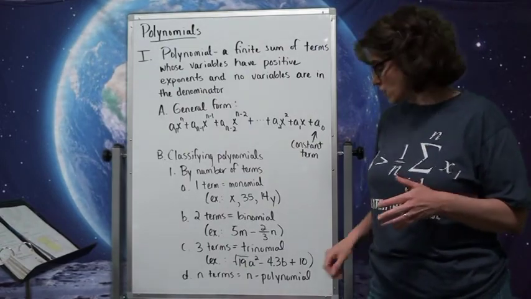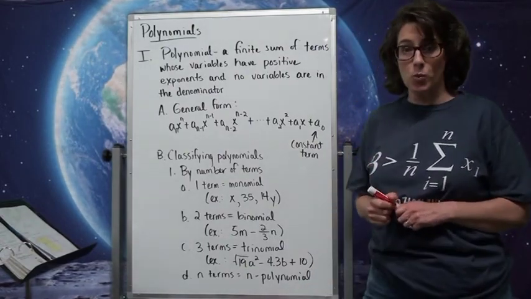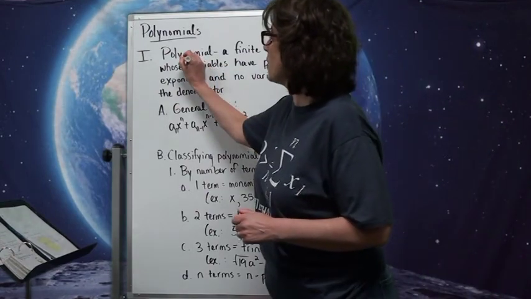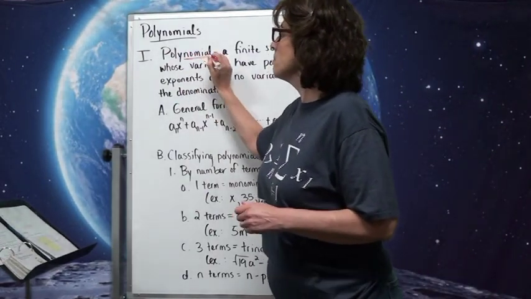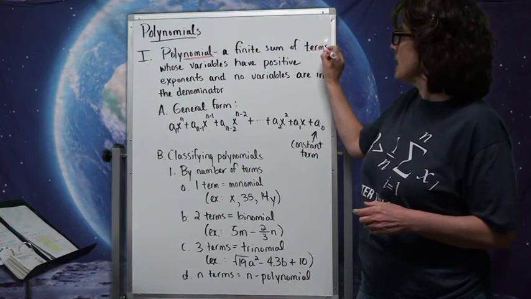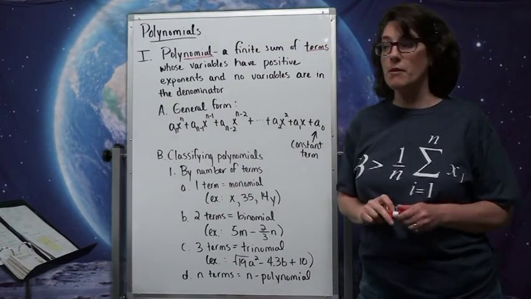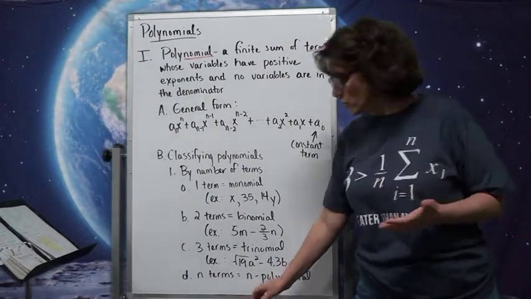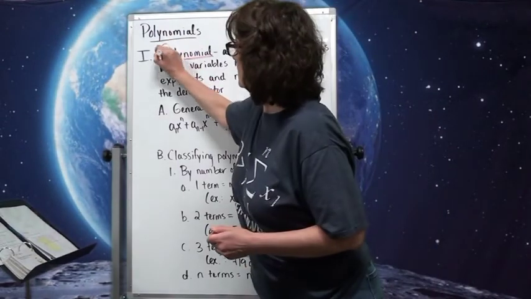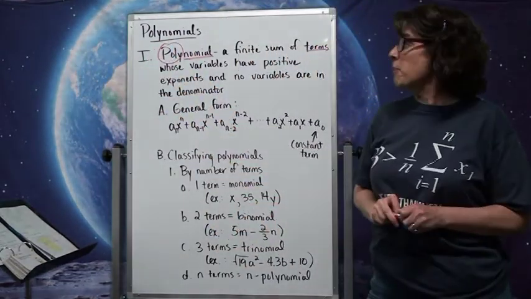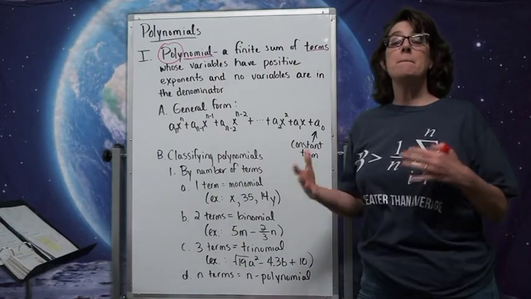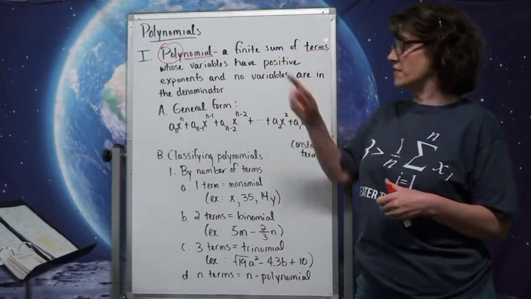Now what I really want to stress to you right now is we can break down the word polynomial. This part here, nomial, means term. So that's where we get the idea of a finite sum of terms. Poly means many. So basically a polynomial is going to be many terms, and that's what this definition says.